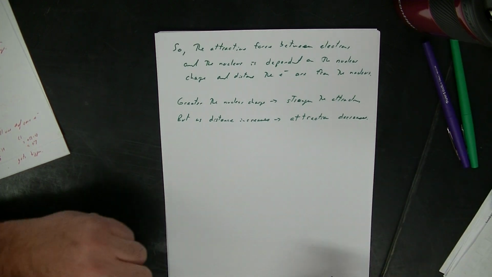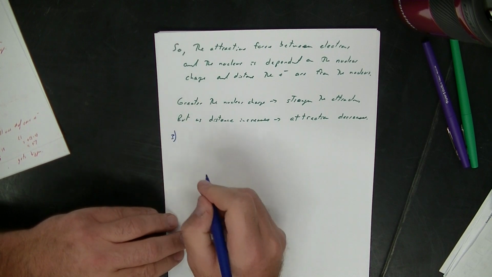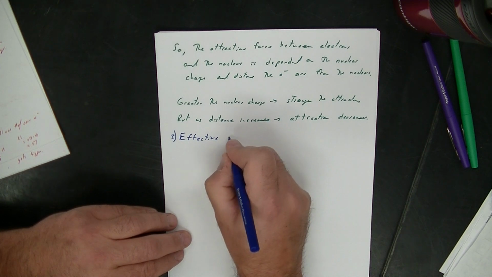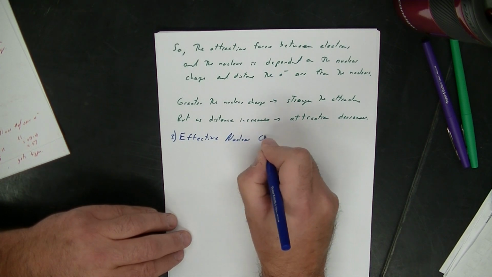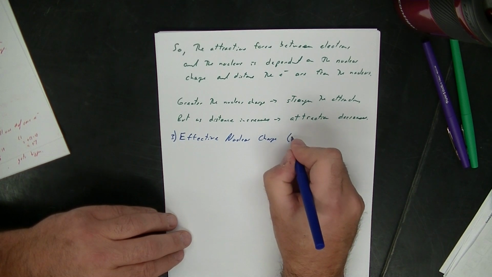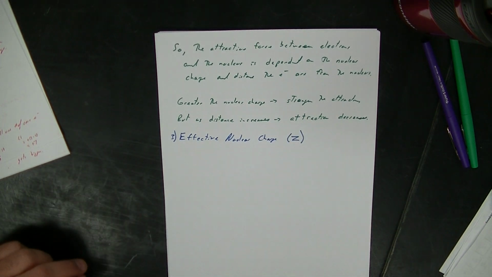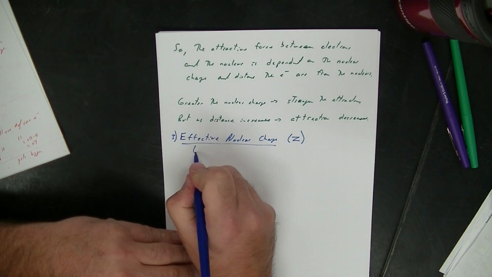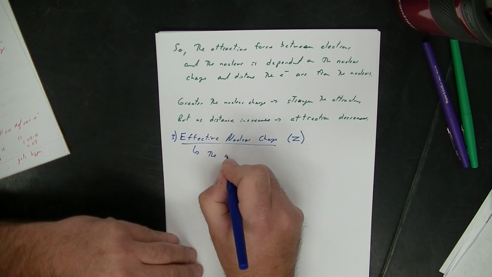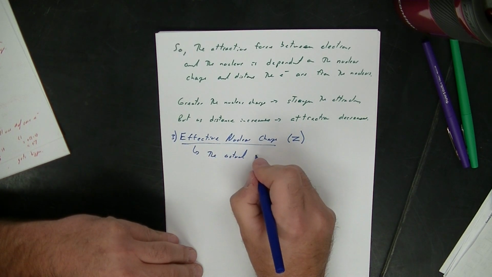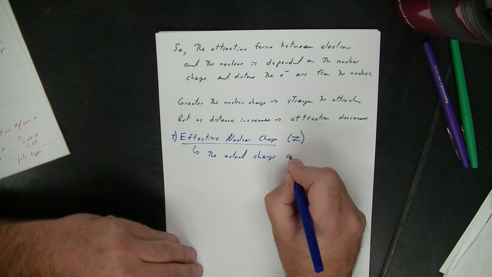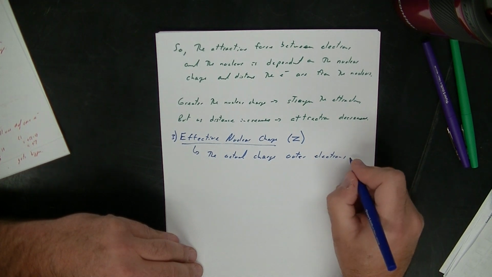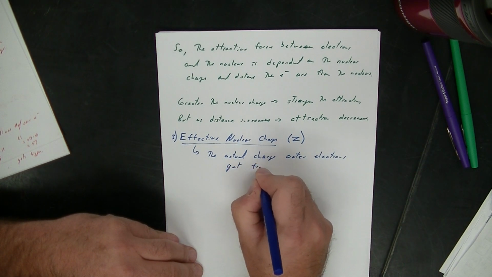And to talk about nuclear charge, we're going to talk about something called the effective nuclear charge. And that's labeled Z. So the effective nuclear charge is the actual charge outer electrons get from the nucleus.